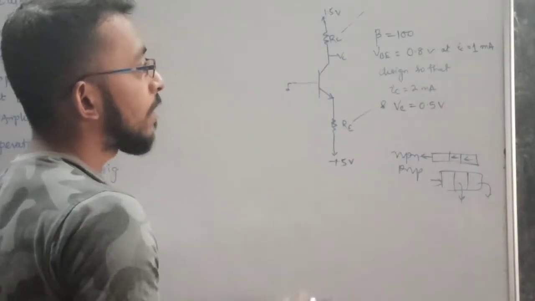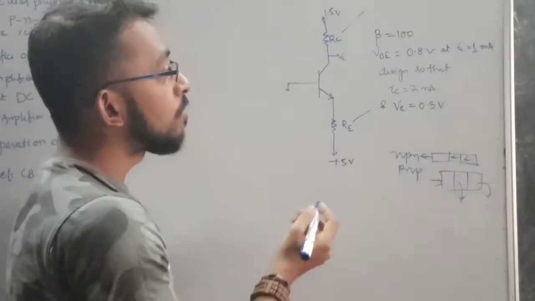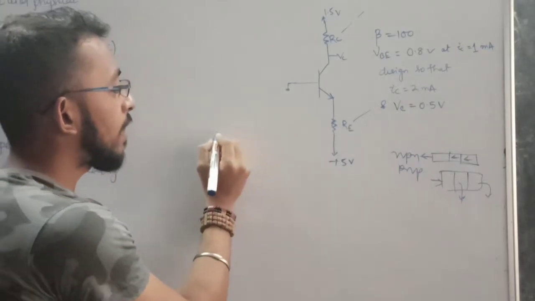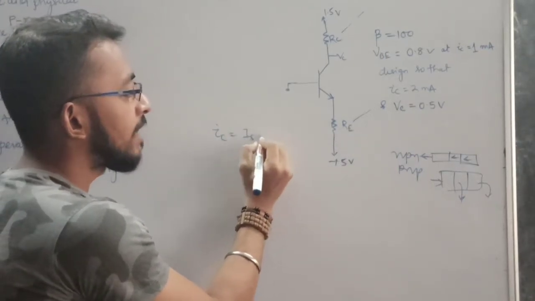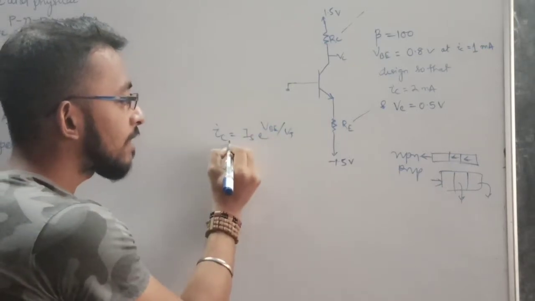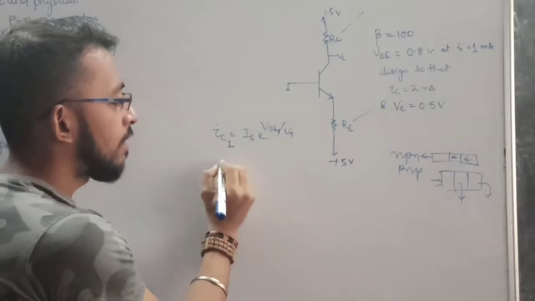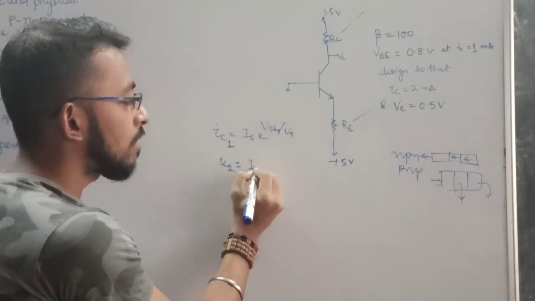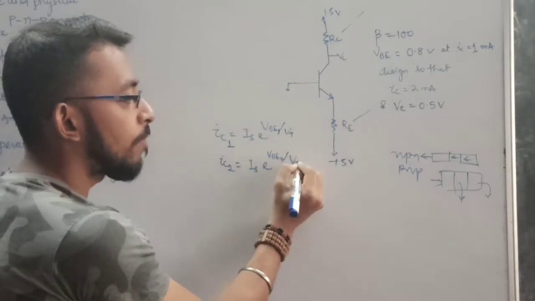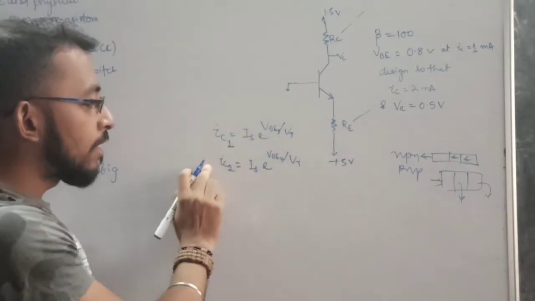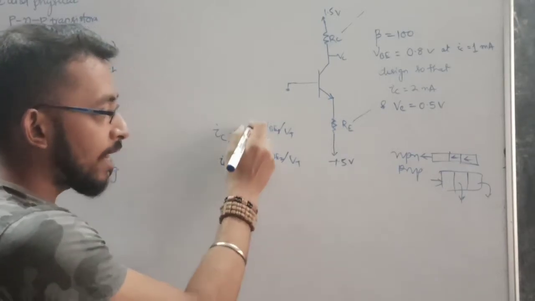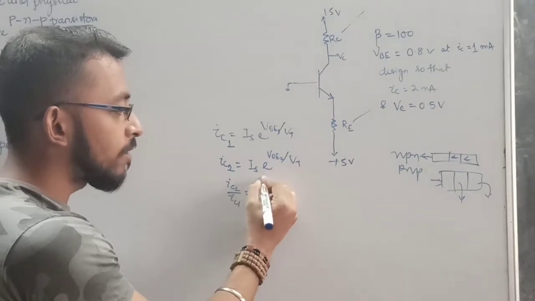Okay, so first for finding this RC, what do we have to do? We have to first find the collector current, which is at 2 milliampere. We know our IC is nothing but IS e power VBE upon VT. Let's take this as IC1 and VBE1. Then IC2 is nothing but IS, that is the same saturation current, e power VBE2 upon VT. If I divide this by this, then IC2 upon IC1, the IS will cancel out. So what will remain?